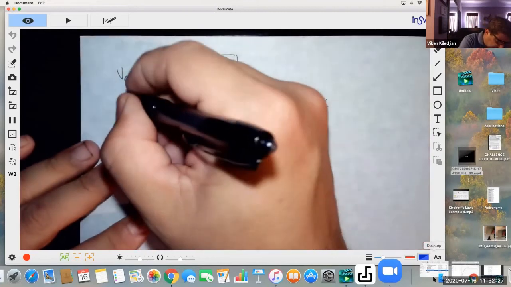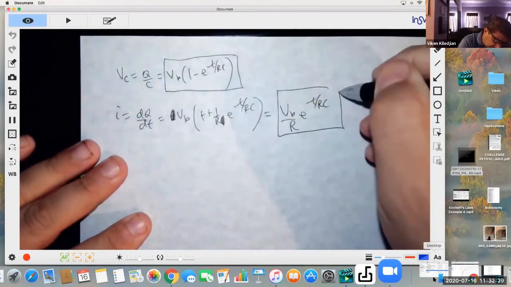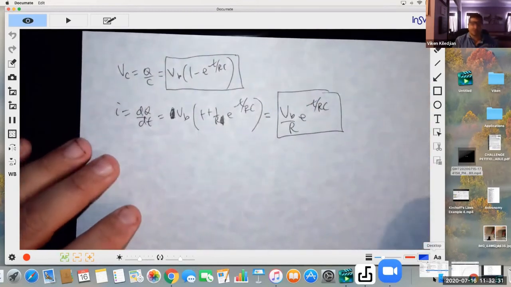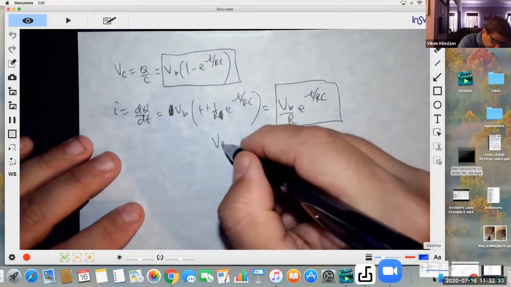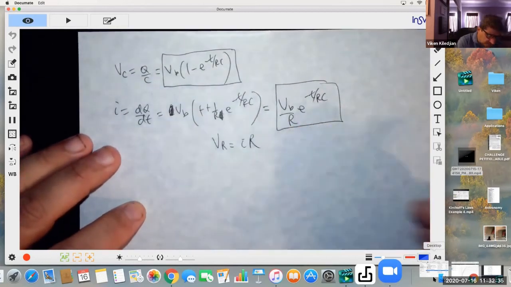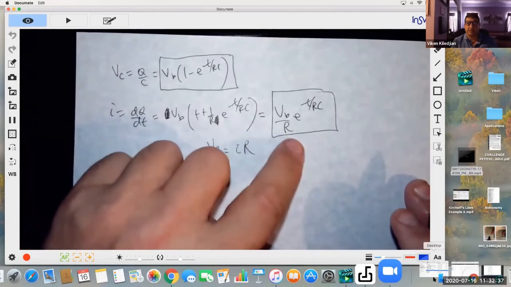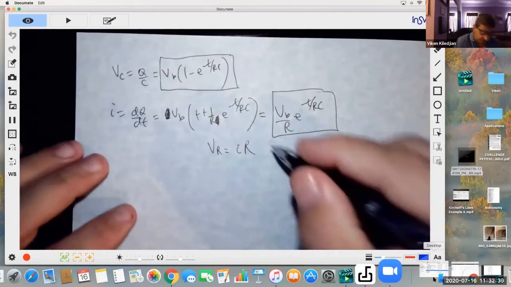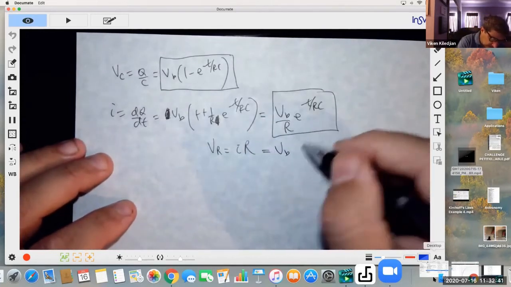And now what's going to be the voltage across the resistor? Voltage across the resistor is IR. So then just simply multiply this by R, and then you get rid of the R.